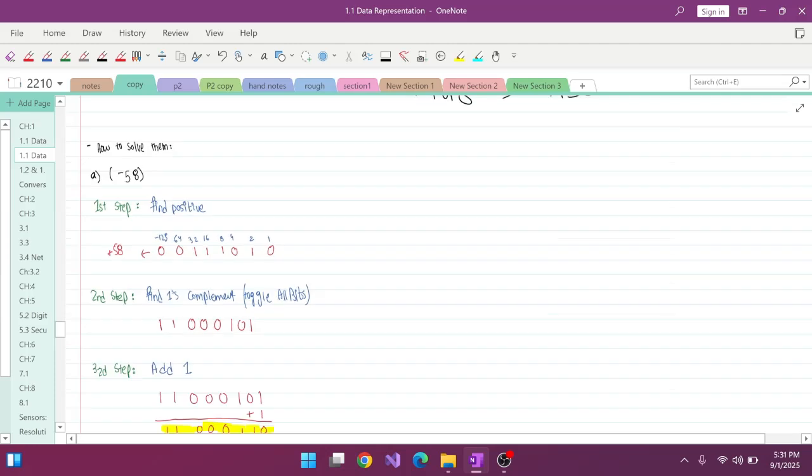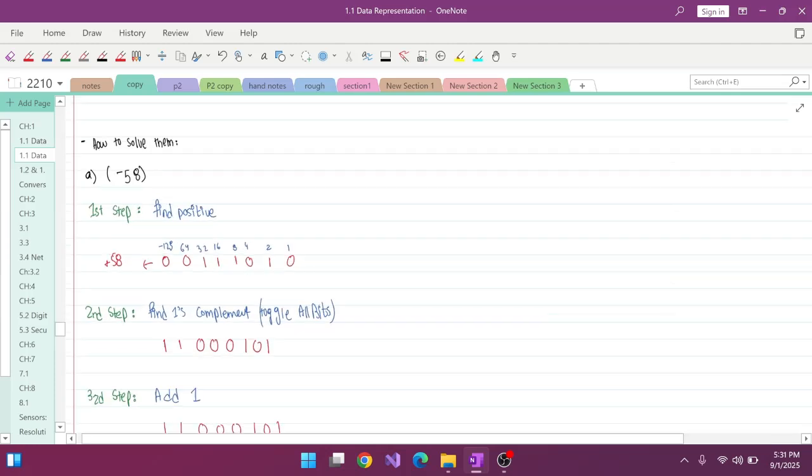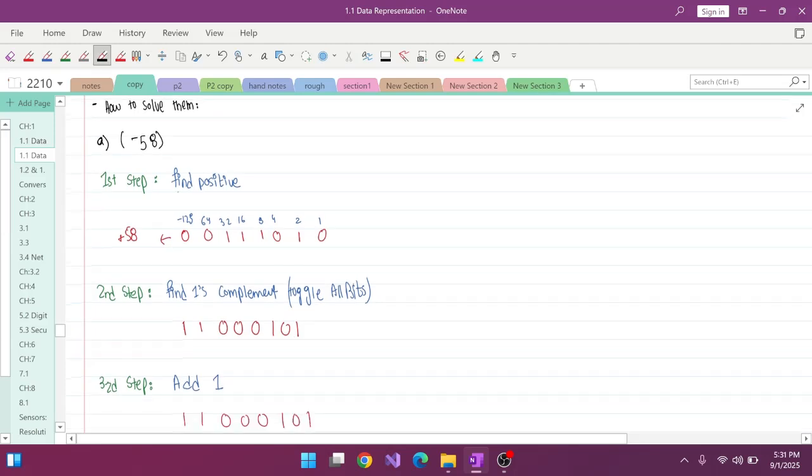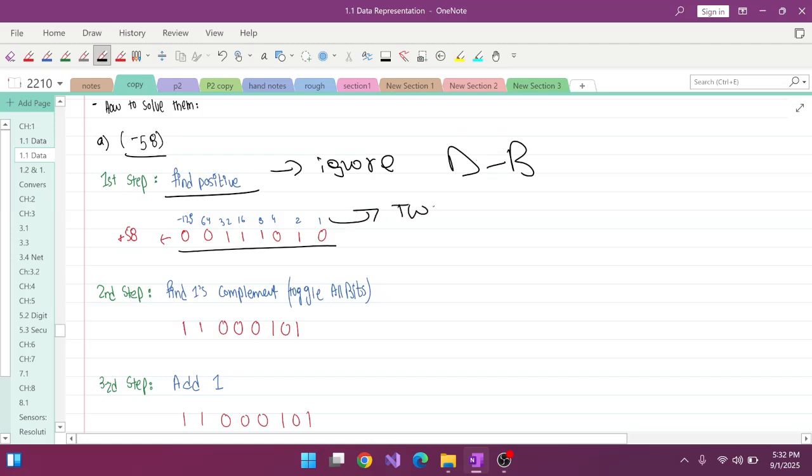First of all, you will find the positive, ignore the negative sign. How will you find the positive? You will follow the same rule, converting decimal to binary. You will write it down here, but you will use the format of 2's complement. The leftmost bit will be negative. Why? In order to show the examiner that you know the concept of 2's complement. You will write the number like this, ignore the negative sign, and just convert it.